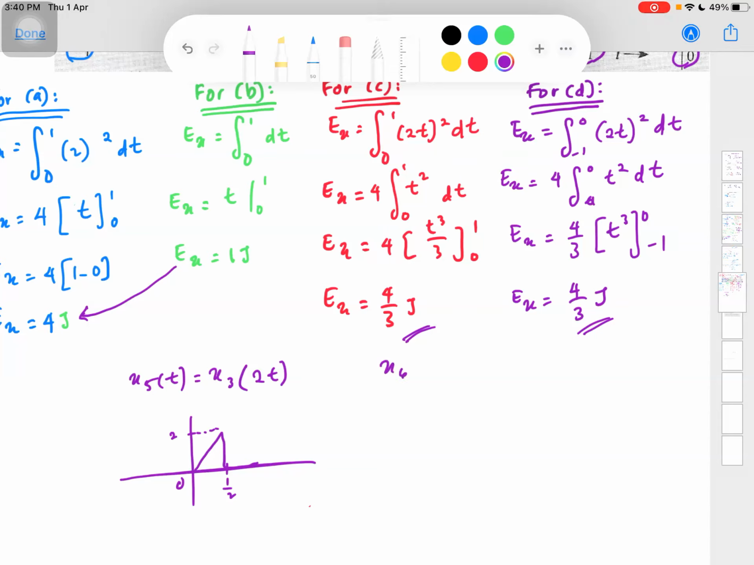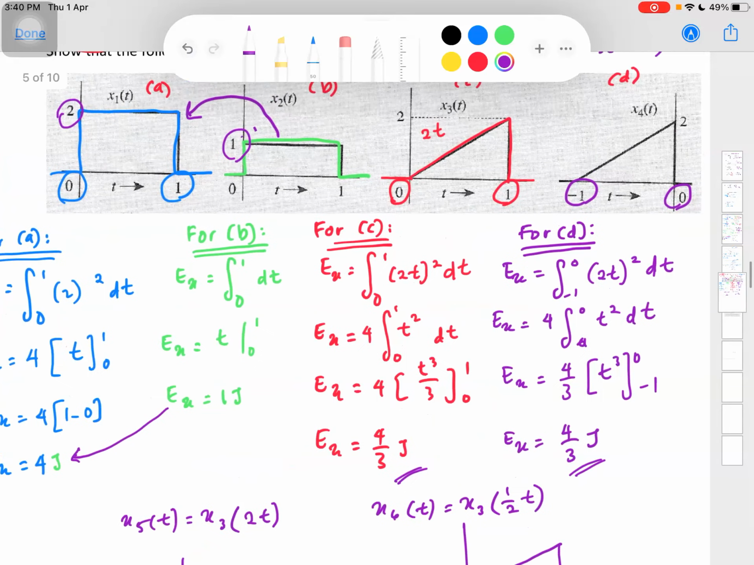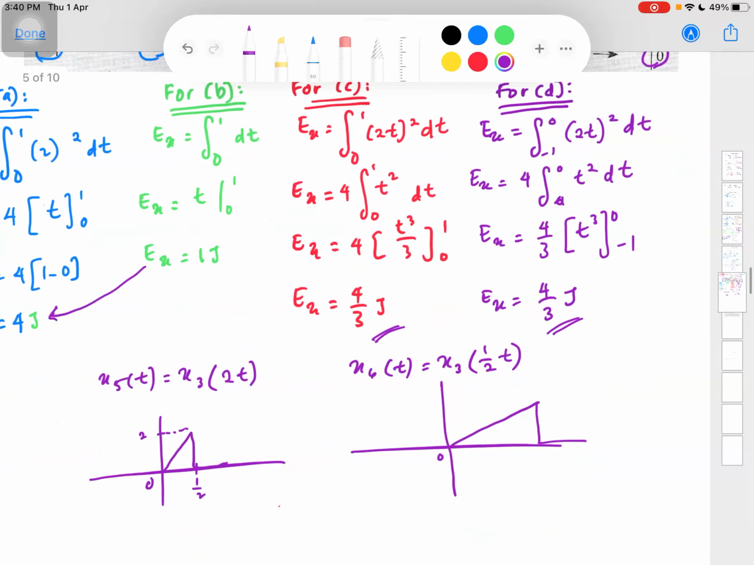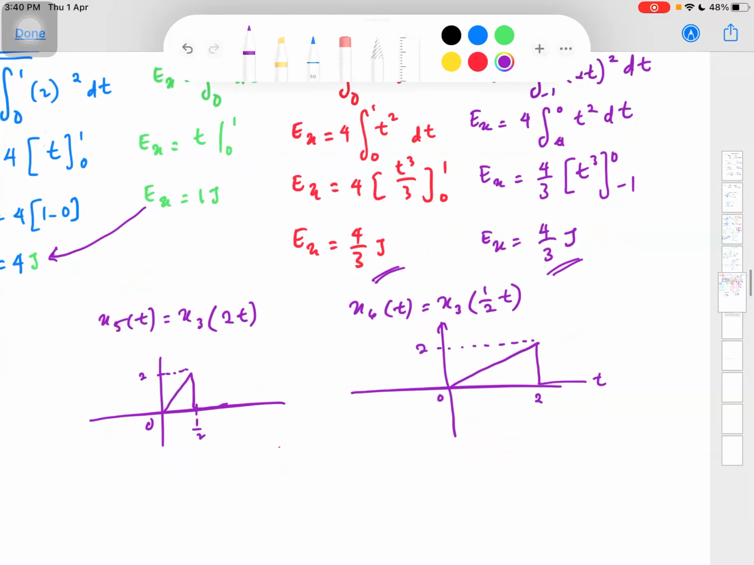Or let's say you have x6, which is also x of t, but the time is scaled by half. We learned that when the time is scaled by half, the signal will be enlarged with respect to the x-axis. So instead of 1 it will become 2. The amplitude will remain at 2. Now if you have a signal like this where the time is scaled, you will see that the energy will change. You can try that on your own.